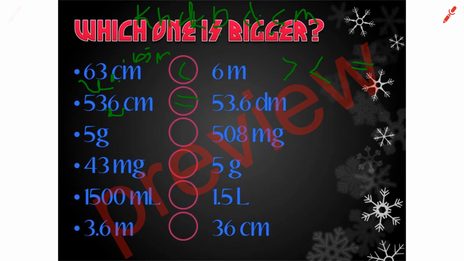One more, and then you guys could do the rest on your own. Okay, 5 grams to milligrams. Grams is here, milligrams is here. So 3 to the right. So 5,000 is bigger. There we go. Okay, so do those 3 by yourself.